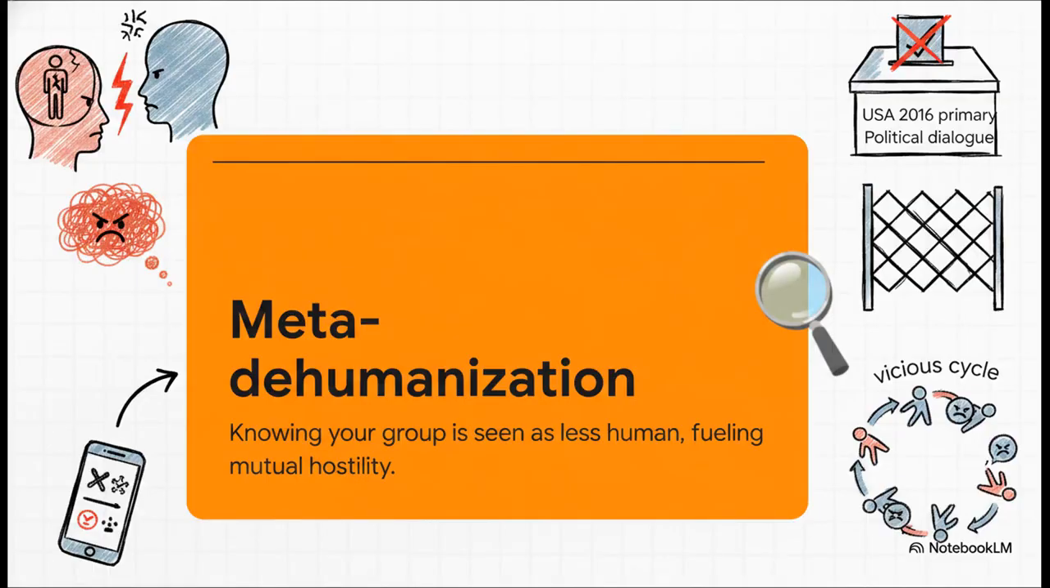And this explicit hostility fuels something called meta-dehumanization. We saw this heavily in modern politics, like during the 2016 US primaries. Meta-dehumanization is that sudden realization, or even just the feeling, that an opposing group doesn't see you as fully human. And wow, does it create a vicious cycle. When a group feels dehumanized, they are far more likely to respond with intense cyber-dehumanization on social media, endorse hostile actions, and completely shut down any chance of a civil political dialogue. The hostility just feeds on itself.